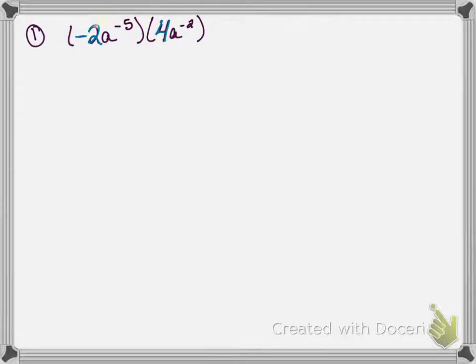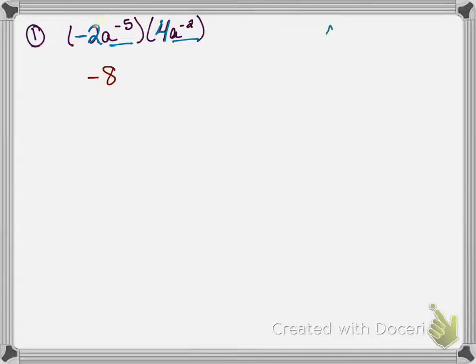So we have negative 2 times 4, and that is negative 8. Negative 8 is different than 8 to a negative power. Okay? That is different. This is just good old negative 8. Okay? Now we're going to look at a to the negative fifth and a to the negative 2.